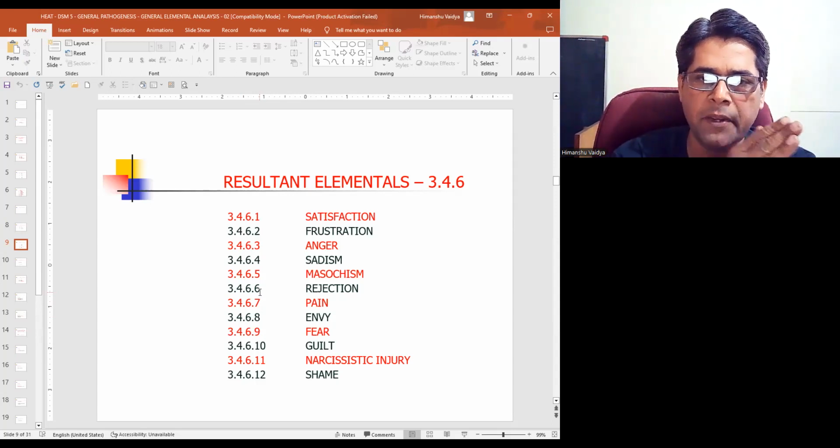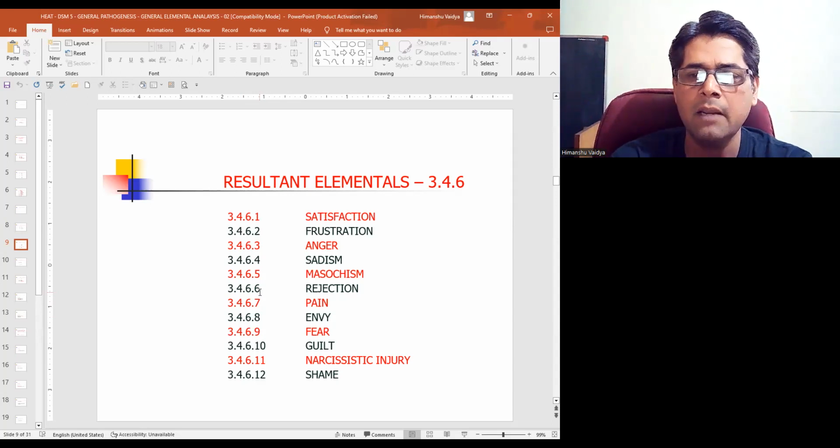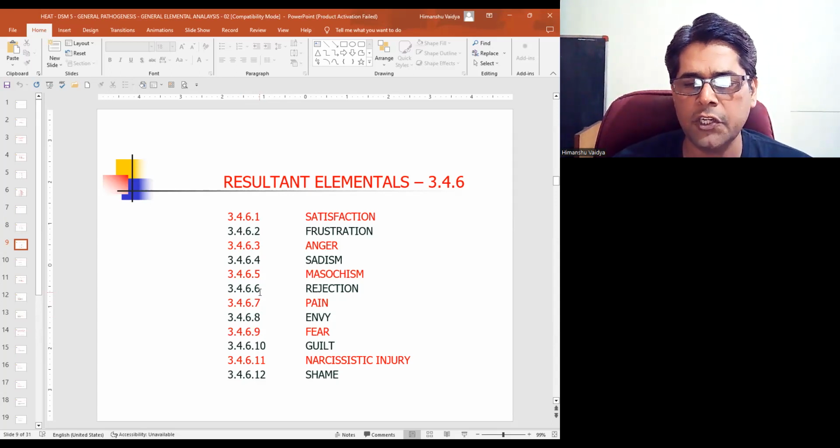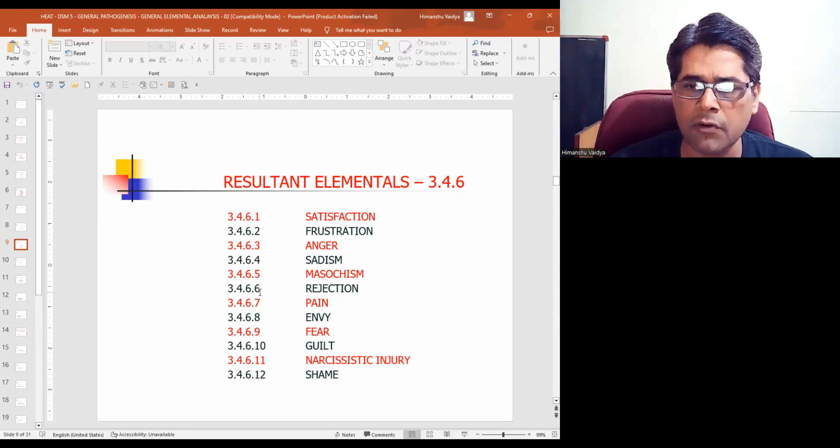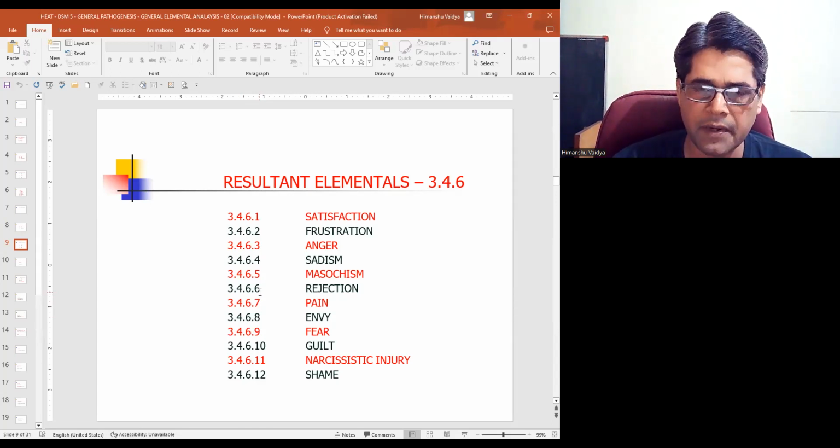And as a result of experience, these resultant elementals take some value. And if they take a very high value, they become refractive to change and become practically timeless unless we consciously work upon them. And they lead to pathological behavior.